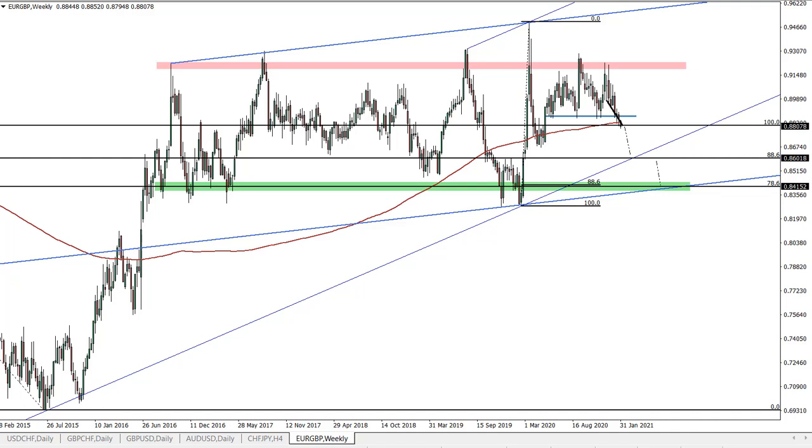Today we will analyze the Euro against the GBP on the weekly time frame, and we will also look at the lower time frames in regards to the price action.